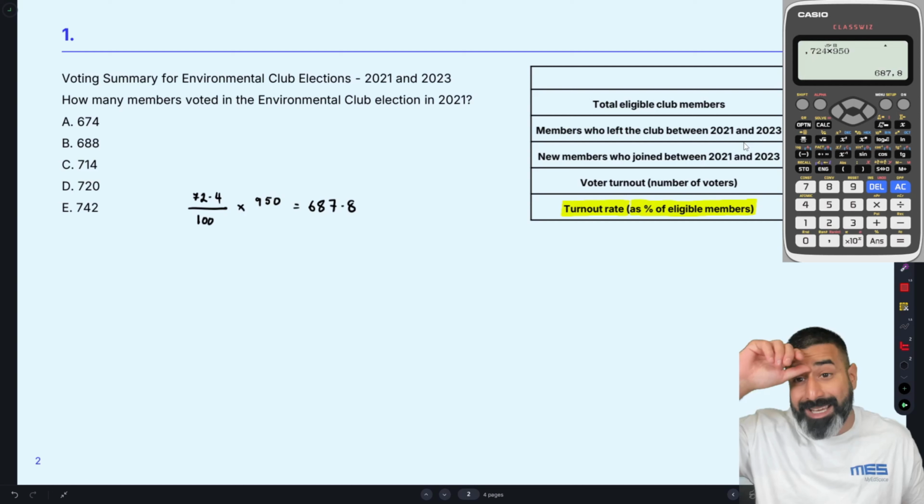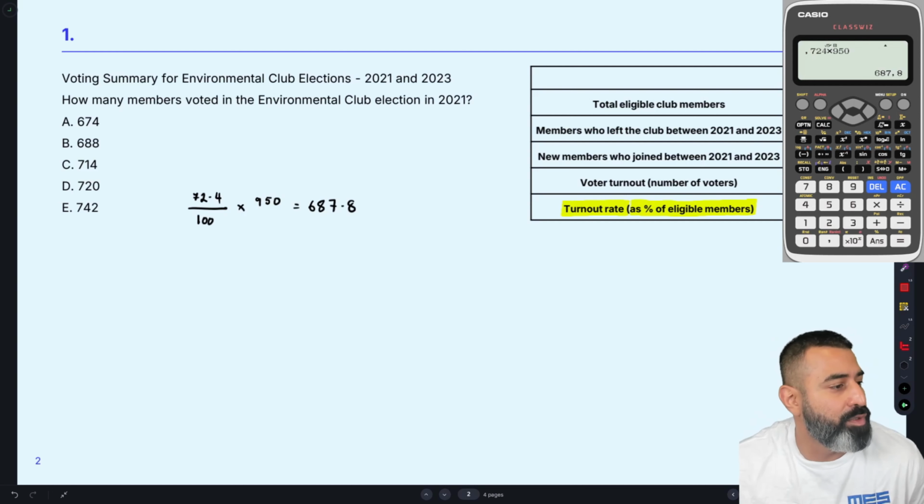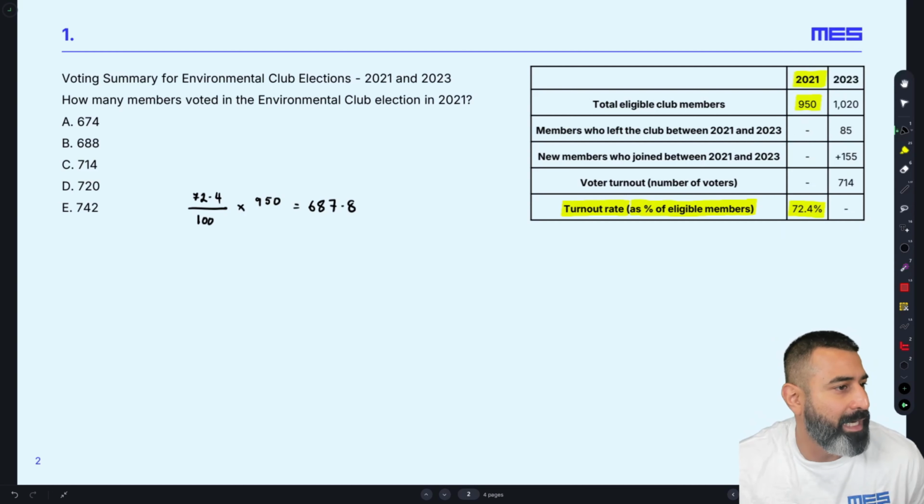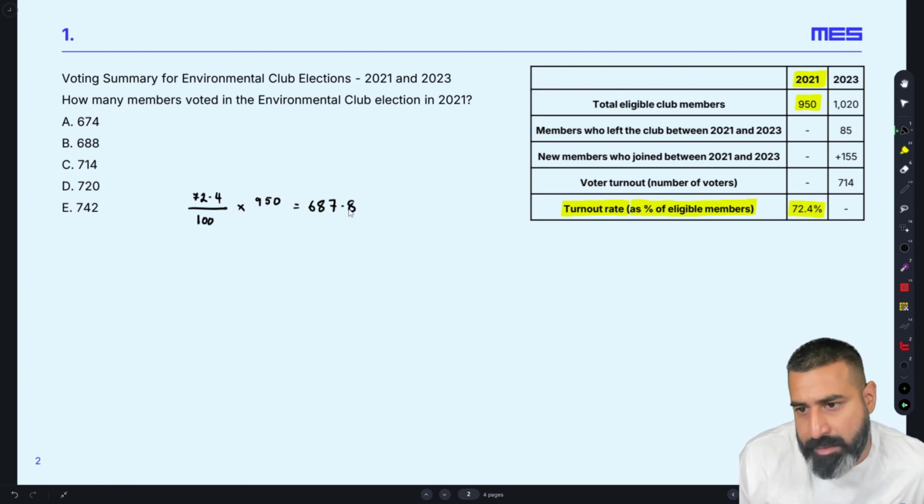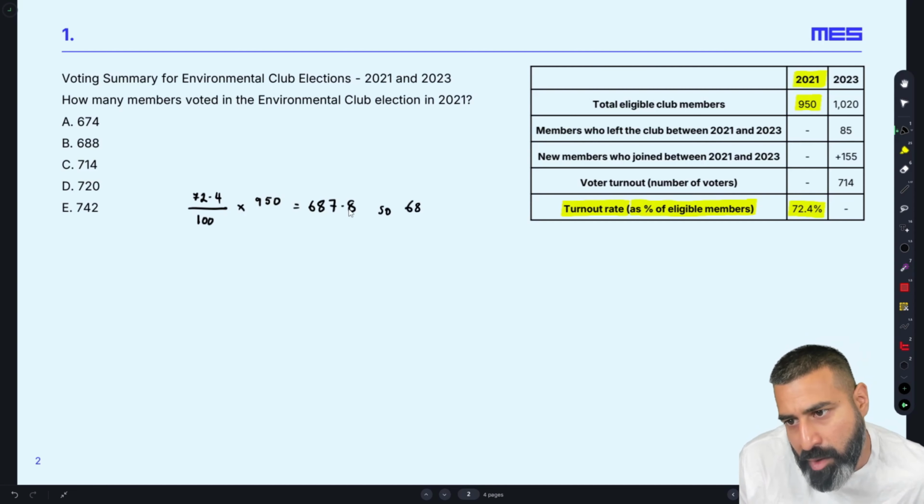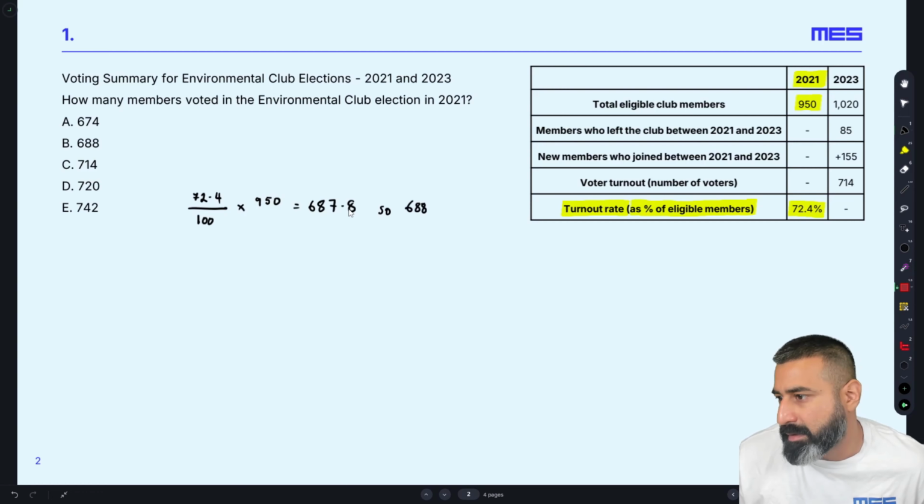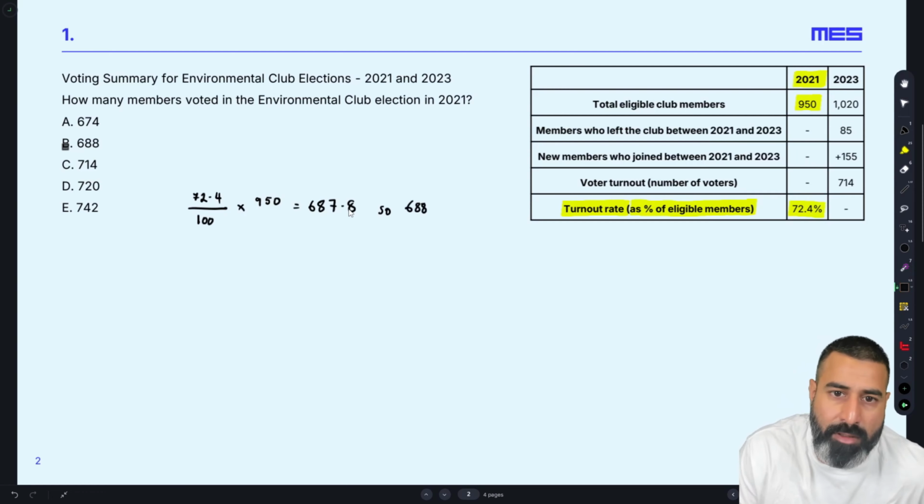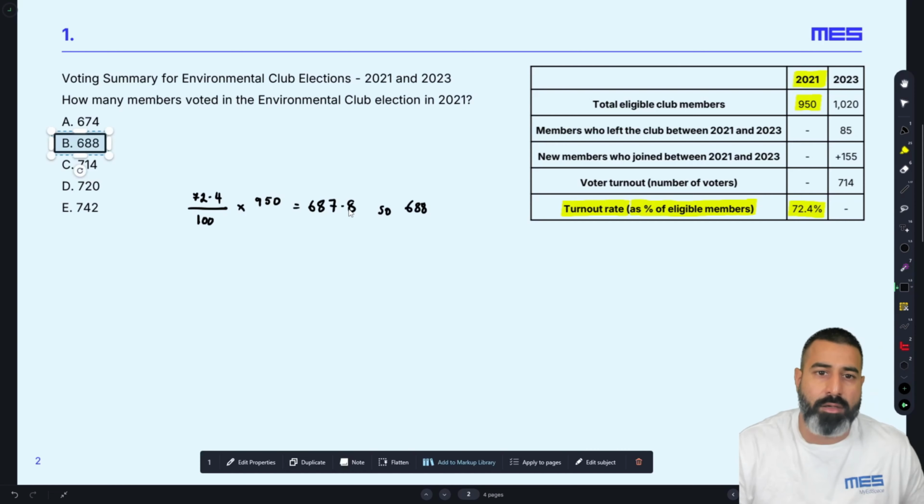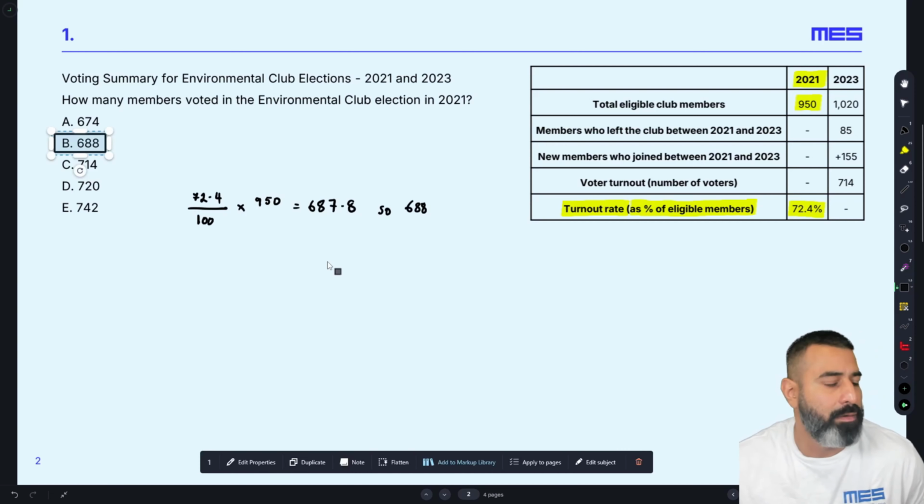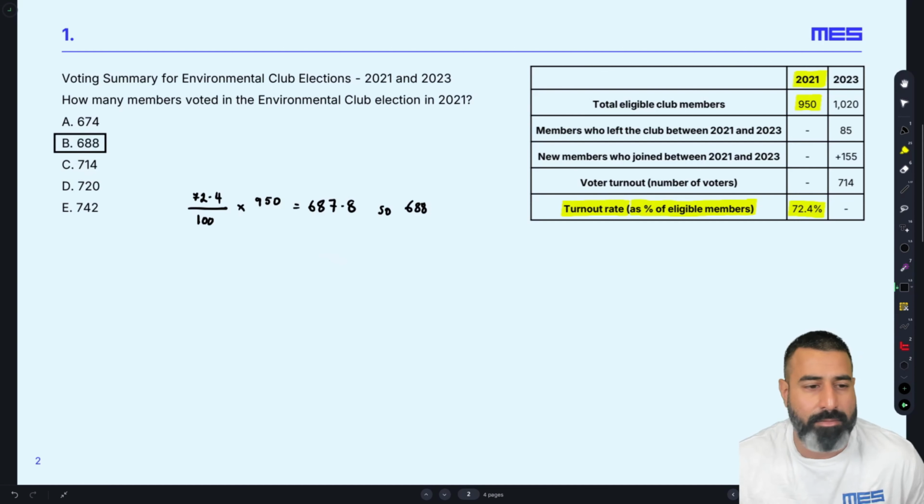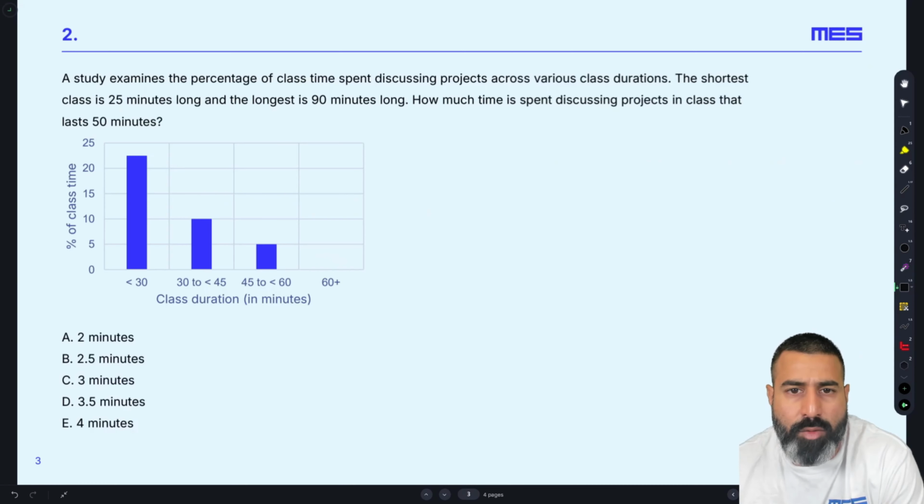Can't have 0.8 of a person, so what I'm going to do is round up, get rid of the calculator. So is there an option that gives me 688? And yes, there is. The option there is option B. Nice and easy. Question number 2.